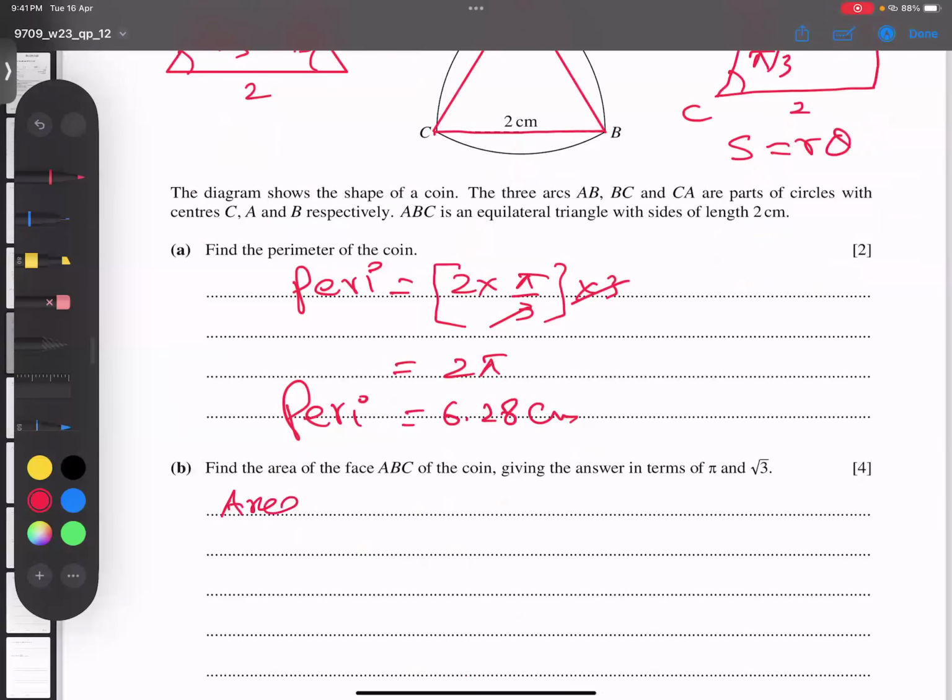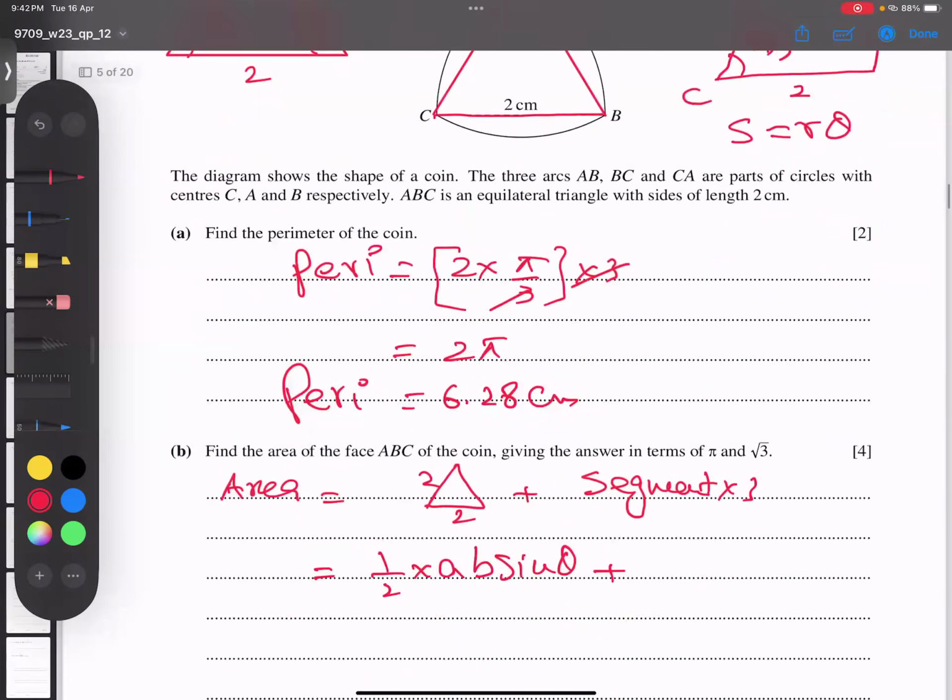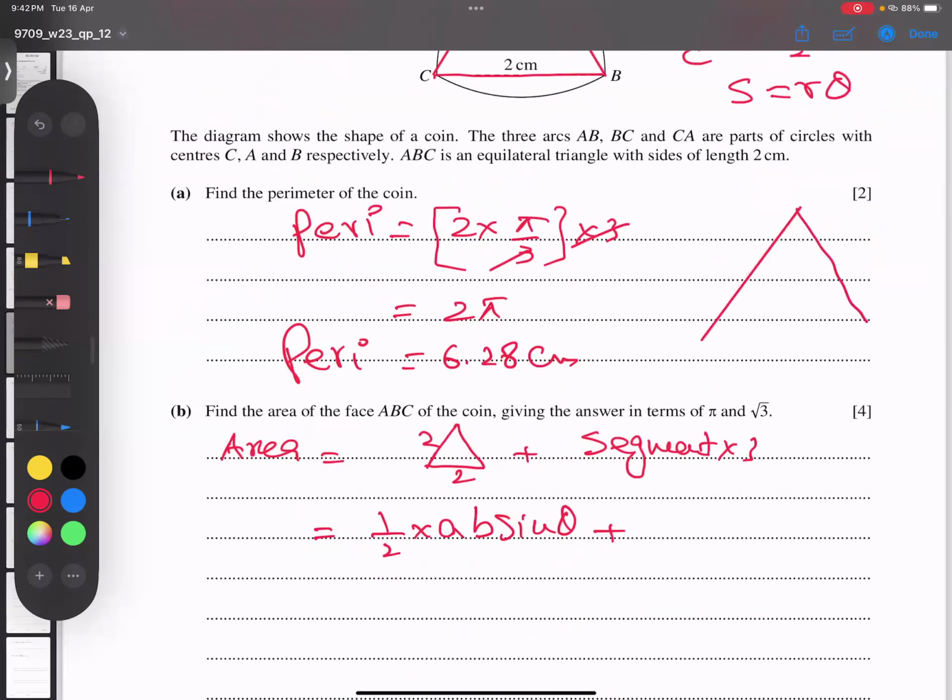What is the area of the whole thing? Triangle area plus segment area times 3. Now the question: what is the triangle area when 2 sides and the middle angle are given? Half AB sine theta. But how do we find the segment area? If this is a sector and this is a triangle, what remains is called the segment area. So from the full sector, subtract the triangle. Sector minus triangle, times 3, will give us the answer.